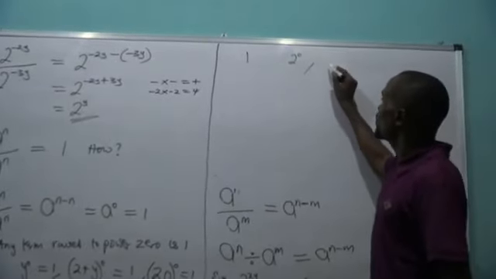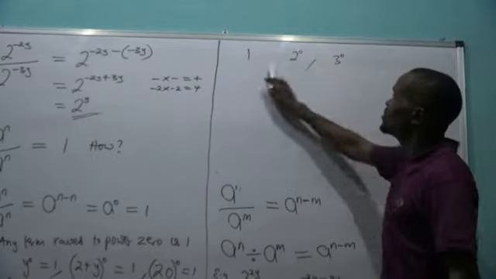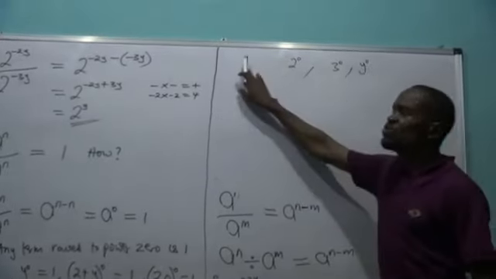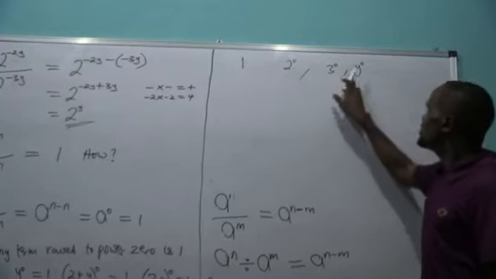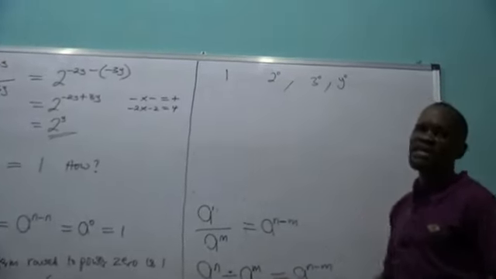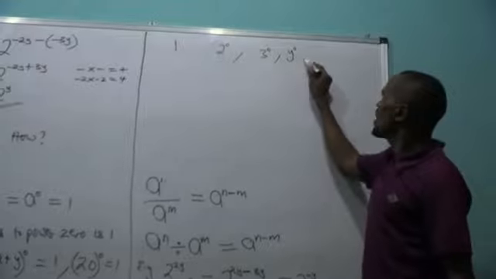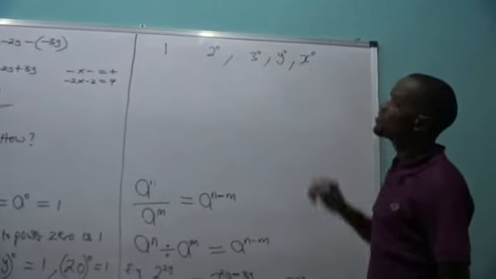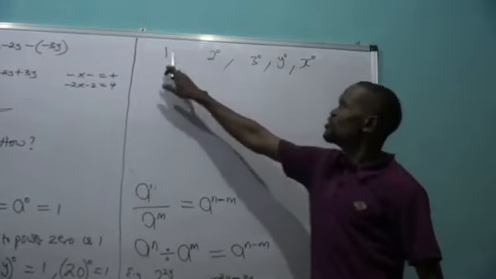Another way I can write 1 is to say 3 raised to power 0. I have written 1. Another way I can write 1 is y raised to power 0. I have written 1 in indices. So anything raised to power 0 represents 1 in indices. So another way I can write 1 is what? X raised to power 0. So anything raised to power 0 represents 1.